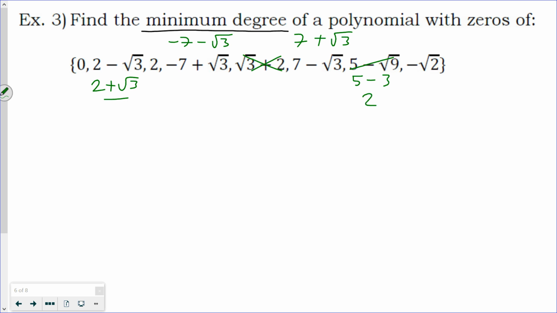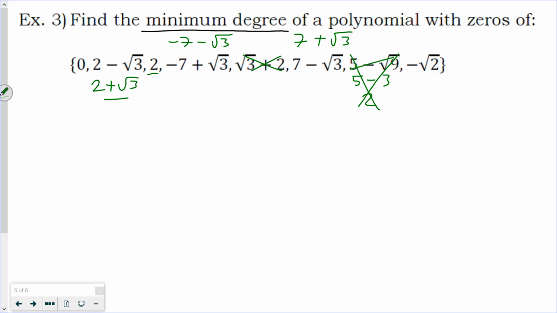But the problem with that is that this 2 already showed up before, and I don't want to double count any zeros. I want all my zeros to have a multiplicity of 1. So I'm going to go ahead and cross out 5 minus the square root of 9. Does that make sense? Are we okay with that?